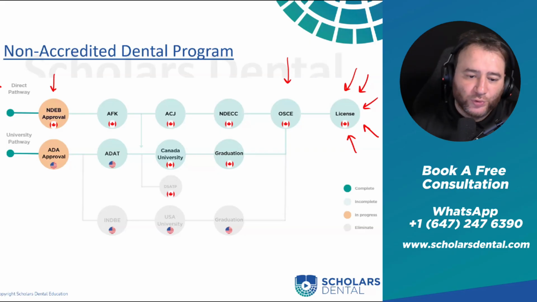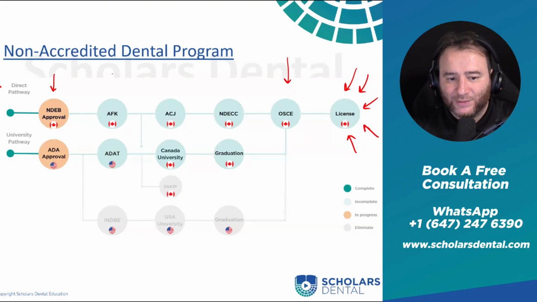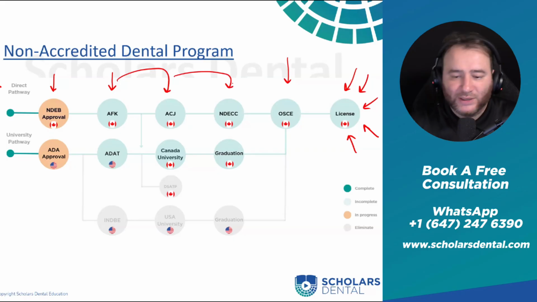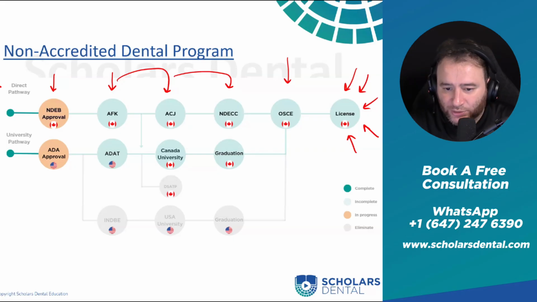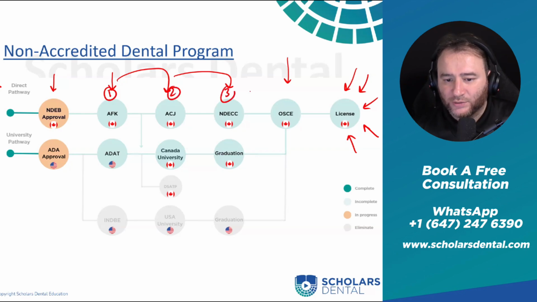Now, once you're approved, you're allowed to start applying for the first exam. The first exam is the AFK, the Assessment of Fundamental Knowledge. If you pass that exam, then you could move to the next step, pass the ACJ, which is another exam, then do the NDECC examinations, which are the more clinical and practical. These are steps 1, 2, 3.